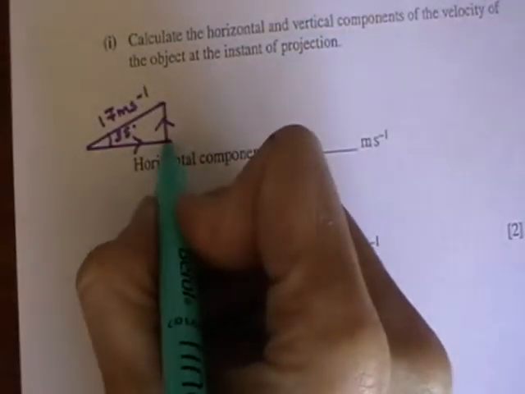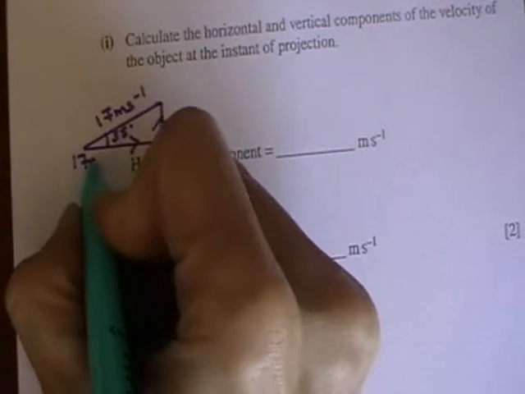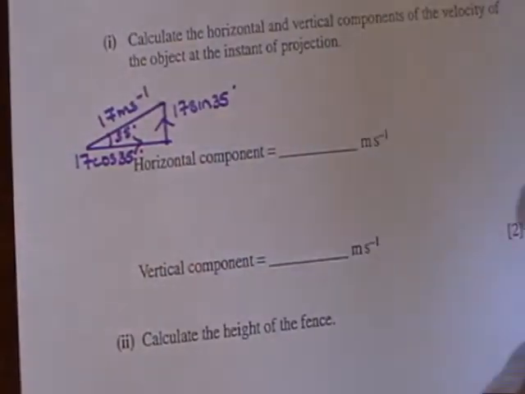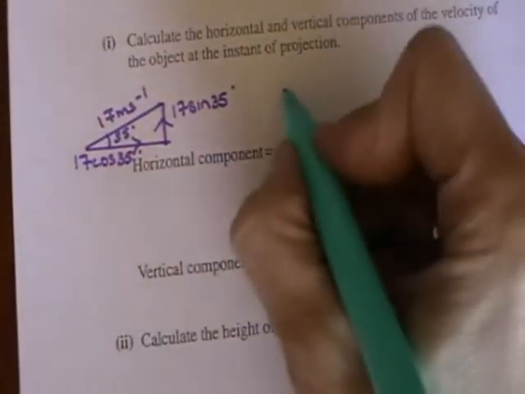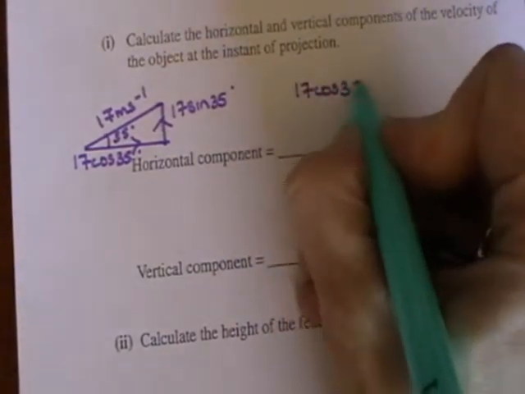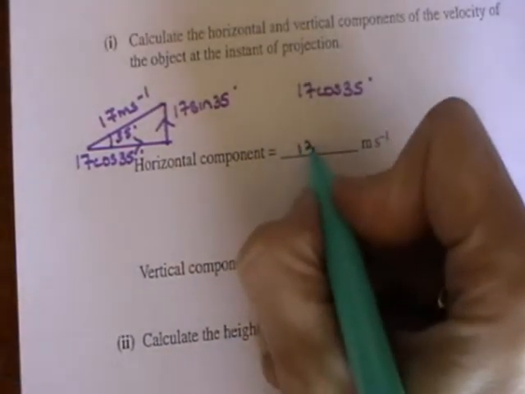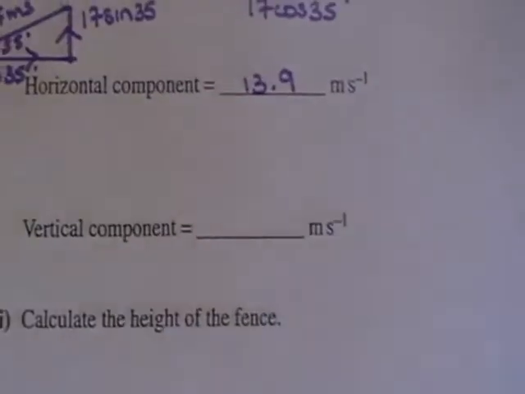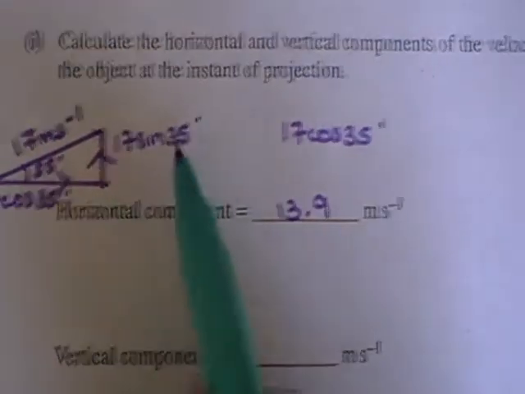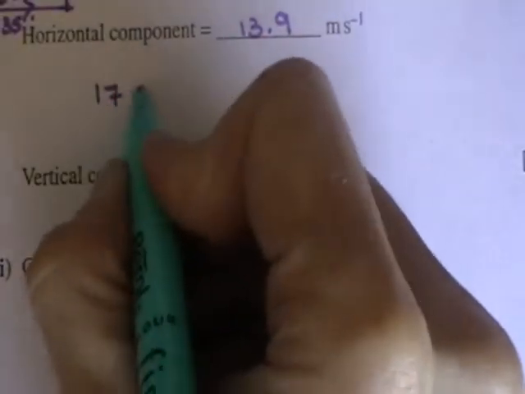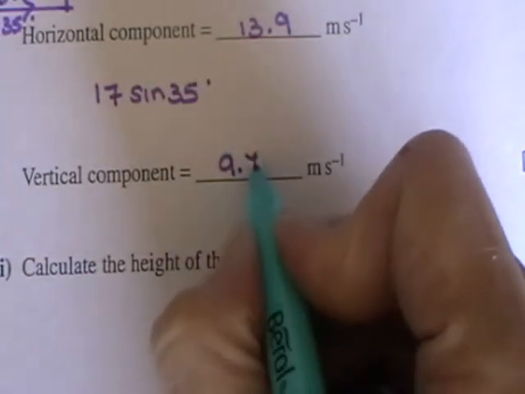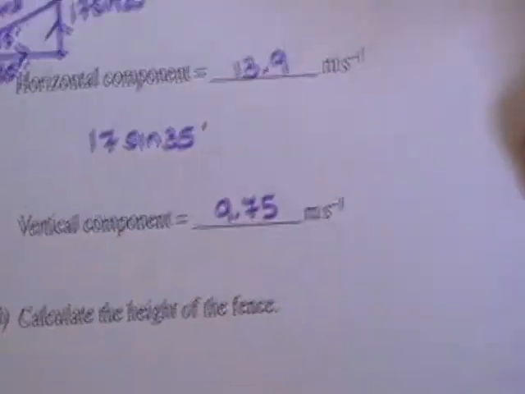So this one beside the angle here is the 17 cos 35, and this one is 17 sine 35. So the horizontal component is this one here, 17 cos 35 degrees, and that comes out to be 13.9. The second one then, the vertical component, is the 17 sine 35, and it comes out to be 9.75 meters per second.